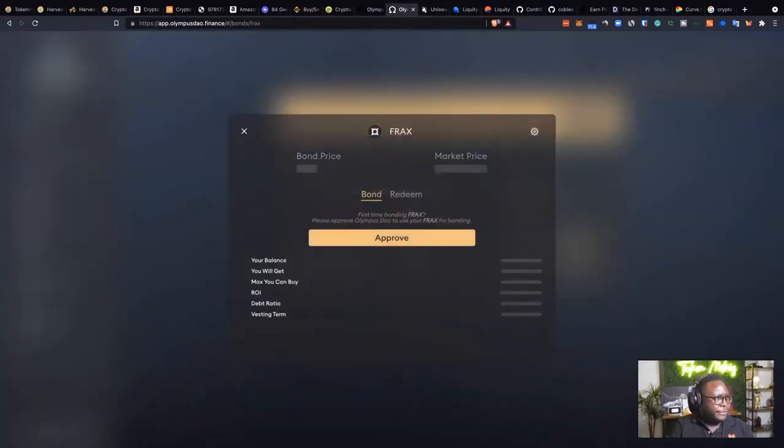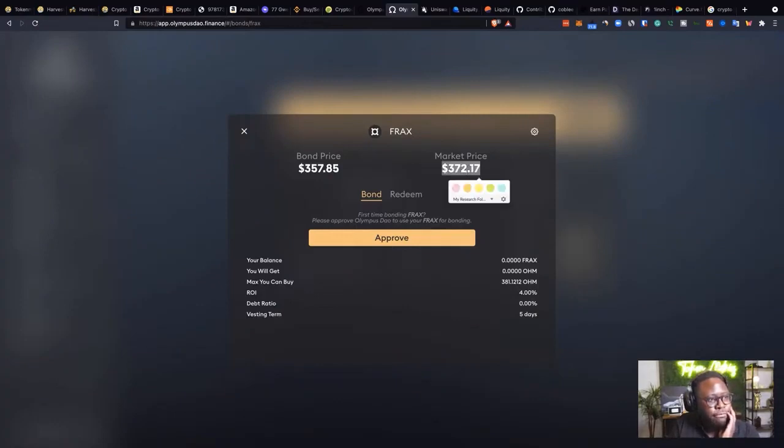So for example here, this is the market price for Frax, right? Frax is a partner with Olympus DAO. So this is the market price, but you can get this at the bond price at this discount. And they give you an ROI for that if you lock it up for 5 days in this example.